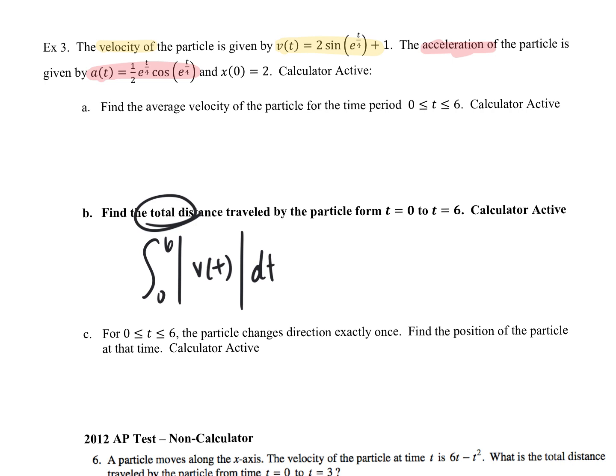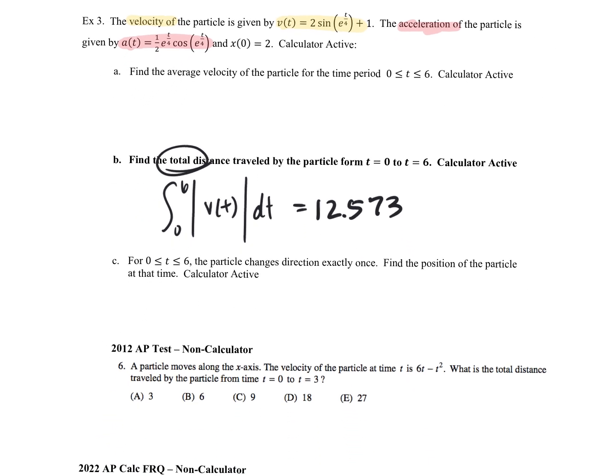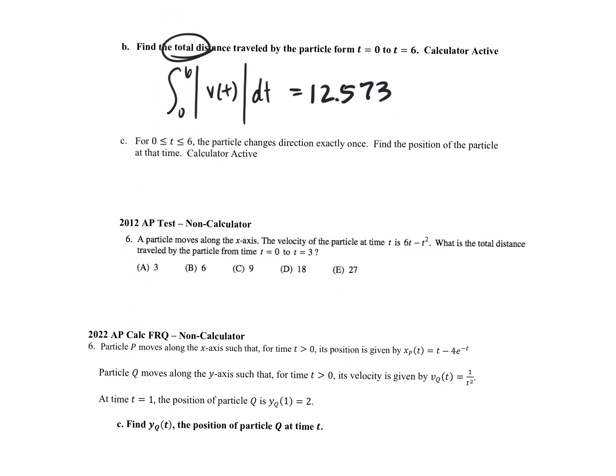Couldn't you just make it positive at the end? No, good call. You can't. That +1 is not in the parentheses with your e to the t over 4. It's not in the parentheses. So make sure that you're typing it in and getting 12.573.